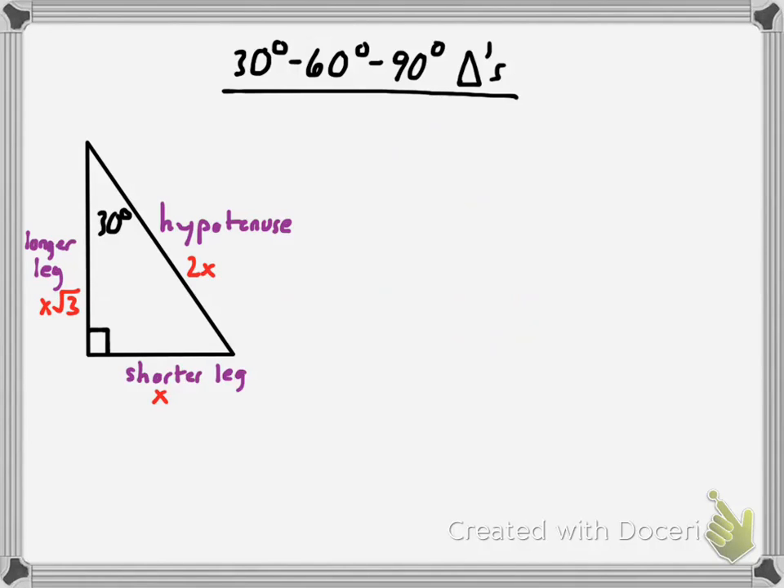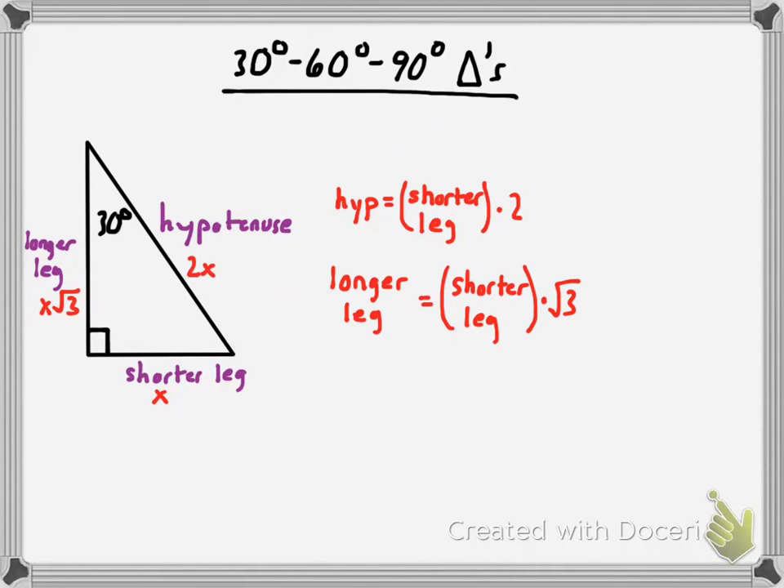Let me write out those relationships in words, kind of verbal equations, I guess you'd say. All right, hypotenuse is twice the shorter leg. There you go. And the longer leg is the shorter leg times the square root of 3. You really need to memorize those two relationships between the sides of a 30, 60, 90 right triangle. Now let's put them into practice.